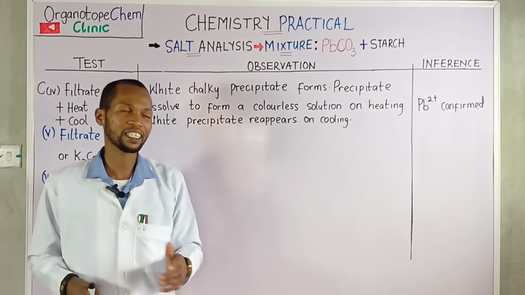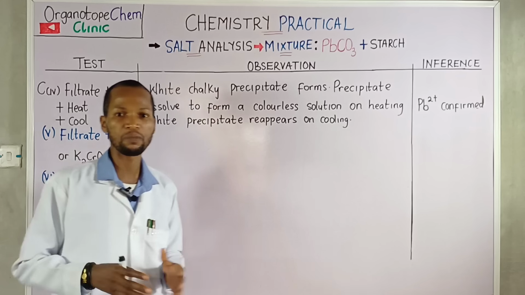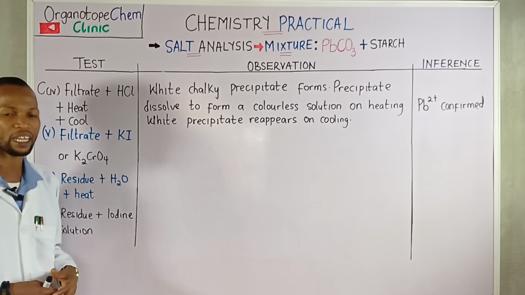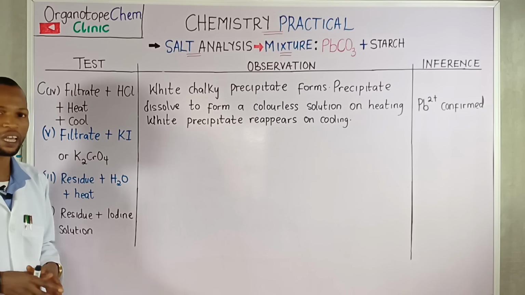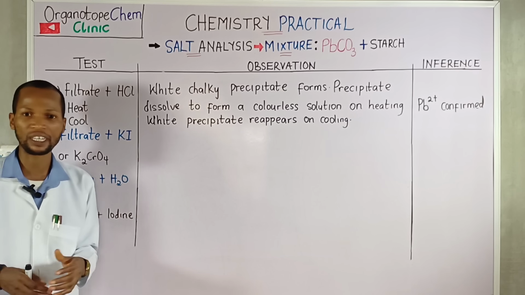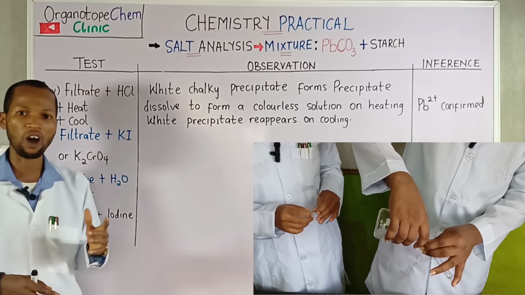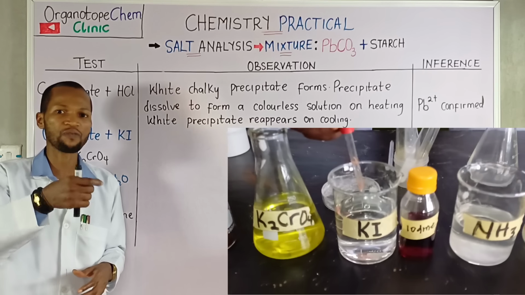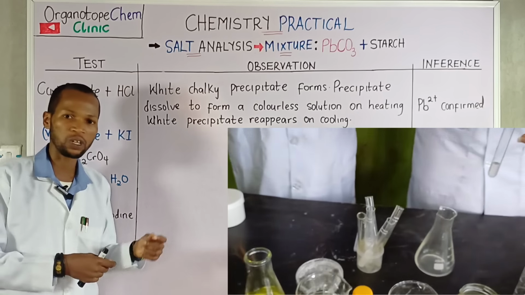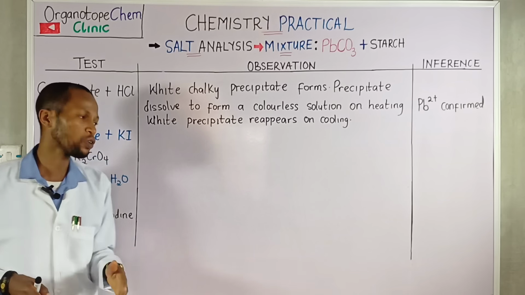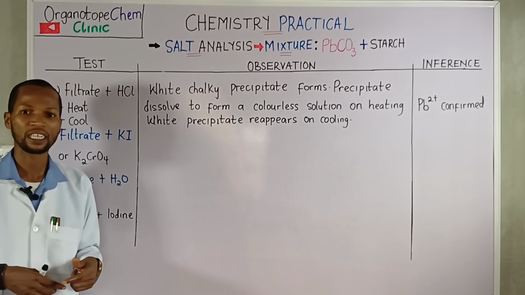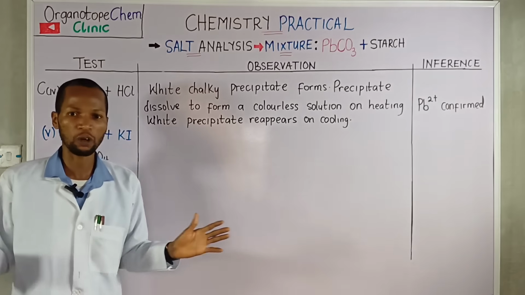Since it has been tested that lead 2 ion is present in the mixture, we can also have a solution to confirm further that we have the lead 2 ion in the solution. So we can make use of the potassium iodide. Let's take another portion of the filtrates, which is our fourth portion. Add potassium iodide, then observe closely. And also we can use the potassium chromate in place of the potassium iodide. It tends to give similar observation.